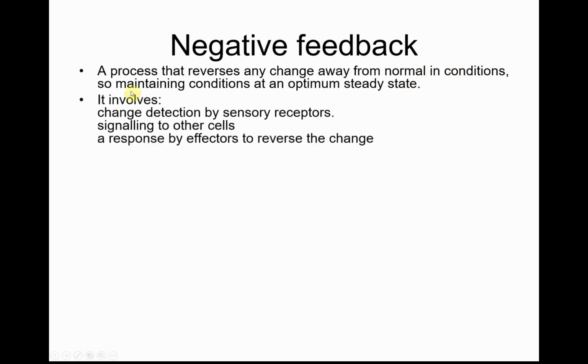So, it involves change detection by sensory receptors, so detecting that stimulus, some sort of cell signalling, and then some sort of response by effectors. So can you draw out the pathway you would have done at GCSE for this? What is the pathway you remember from GCSE from stimulus to response? Have a think for a minute, maybe sketch it out.